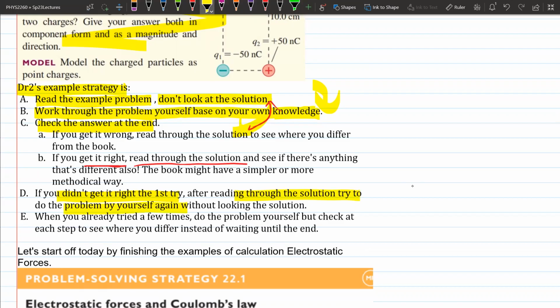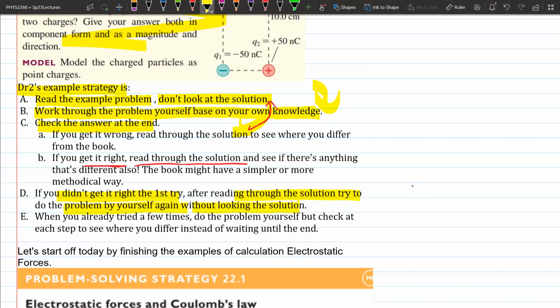Oh, instead of multiplying those 2 numbers together, I should have divided them, right? Then you can take yourself through that step, fix that one little problem, and see if you get the answer right. If you still don't, go back to the next step and see where your solution is different from the book once again. So you iteratively get to the right answer, okay? The more you do this, the better it is.